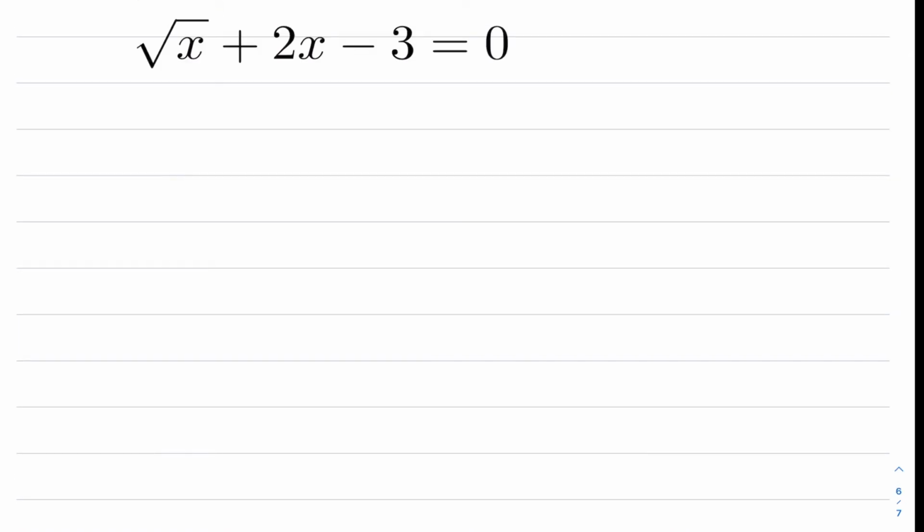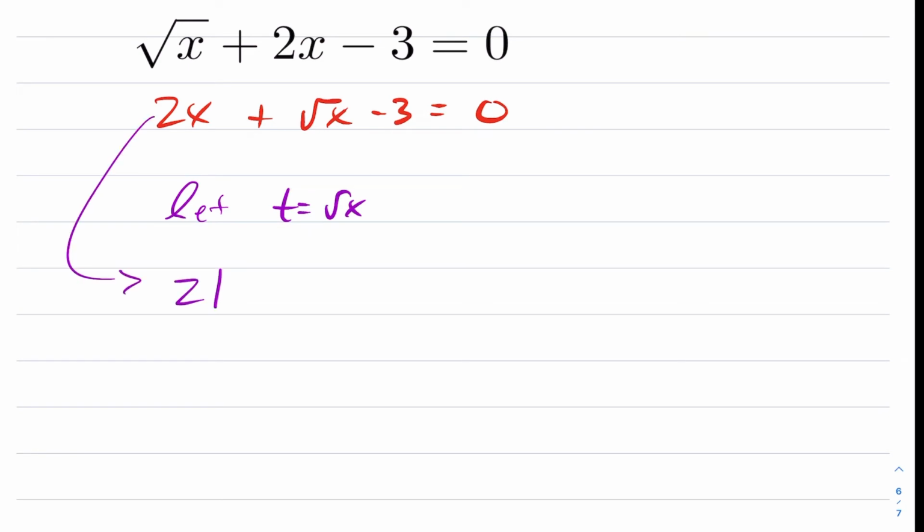In the next example here, we've got the root of x plus 2x minus 3 is 0. So this question resembles a quadratic fairly closely. If we rearrange this as 2x plus root of x minus 3 is 0, and if I did a little substitution here, if I let t equal the root of x, now our quadratic would read 2t squared plus t minus 3 is 0. And we can solve for this here. So this technique is called substitution. Let's go ahead and use the quadratic equation to solve this.